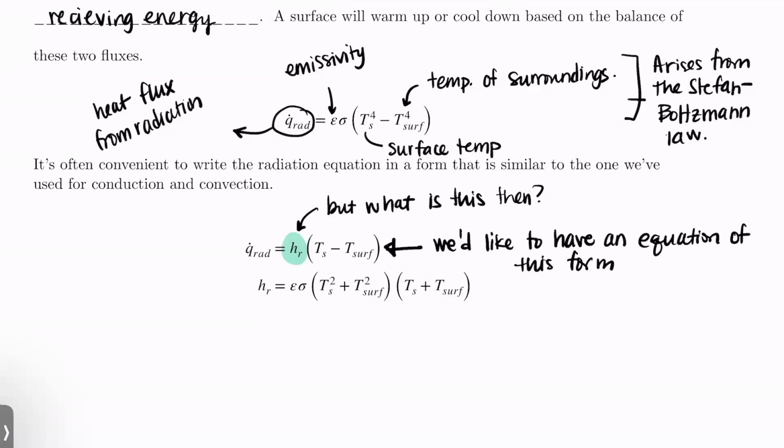All right, so in order to find it, what we're going to do is essentially compare this equation, so our Q dot rad equation, to the equation that we want to get to. And then I'll show you how HR is equal to all of that. So that is all of this. And here's how we got there.